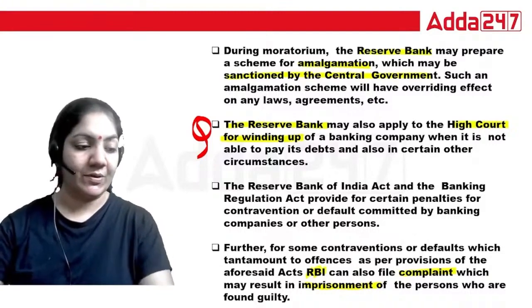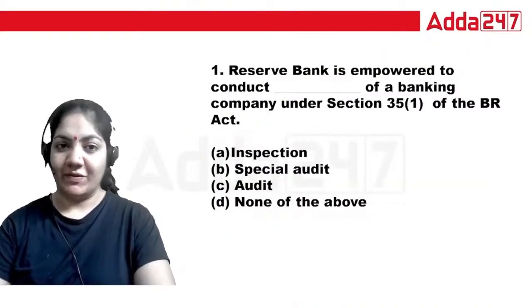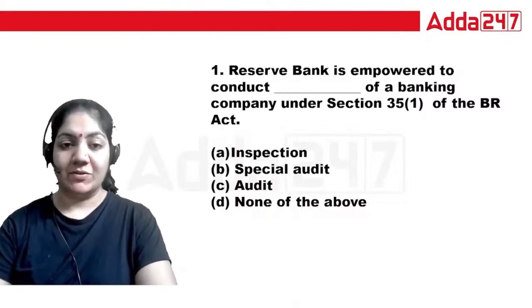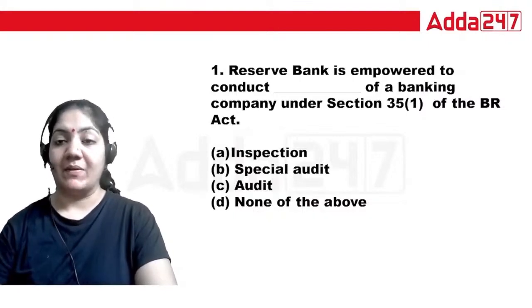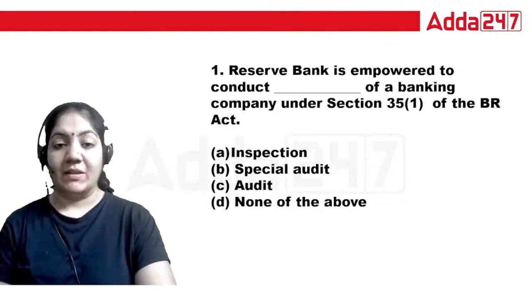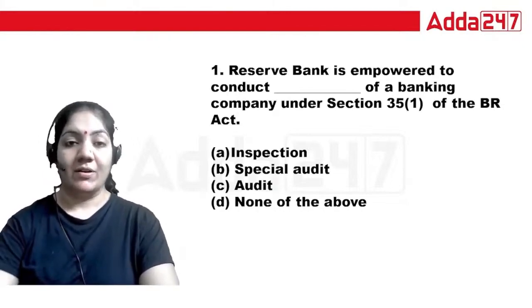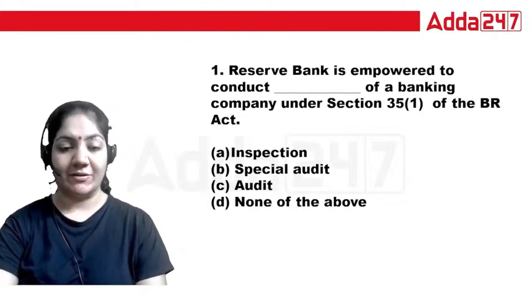Okay, that is important. Now the question of this one. The first question is: the Reserve Bank is empowered to conduct dash of the banking company under section 35 of the Banking Regulation Act. The options are inspection, special audit, or none of the above. Which of the following is the right answer?